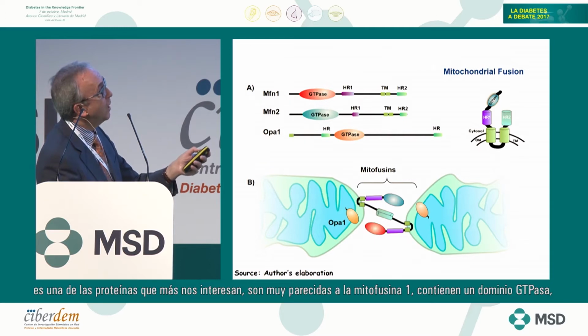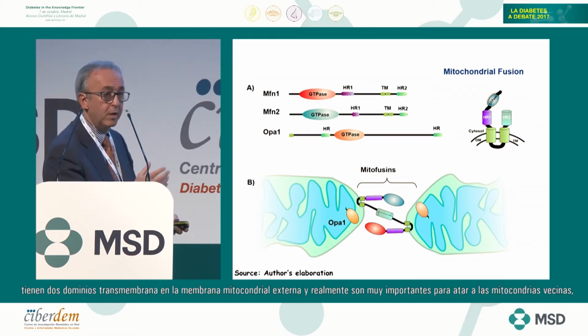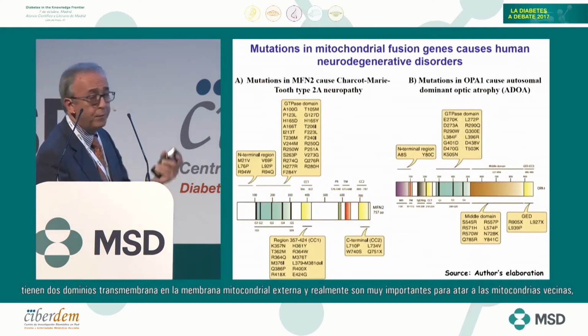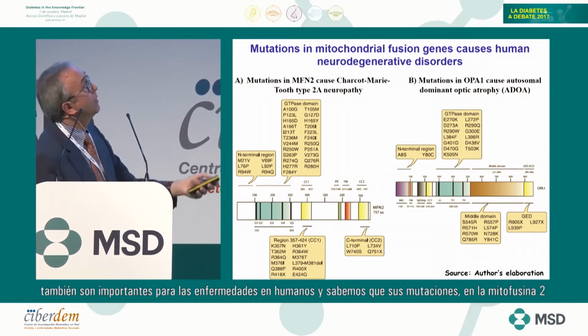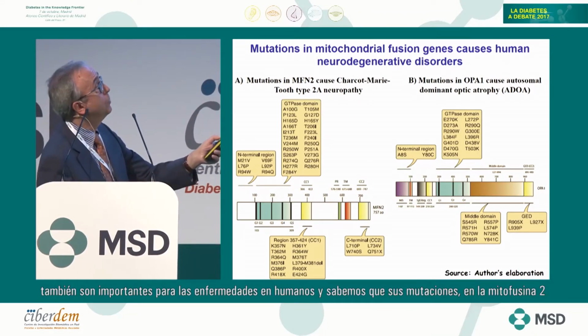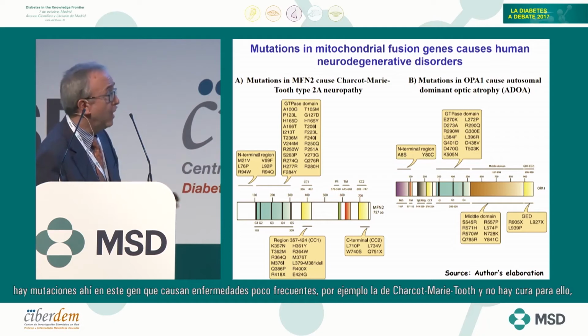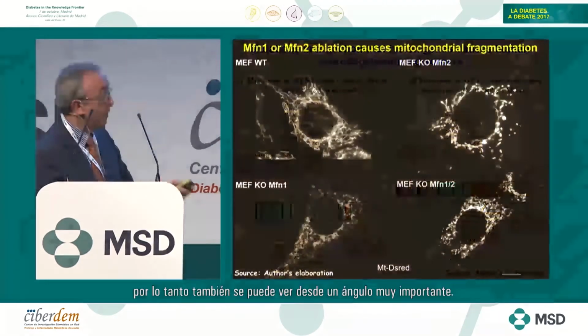They contain a GTPase domain. They have two transmembrane domains at the outer mitochondrial membrane. And as I was telling you, they are really important in tethering neighbor mitochondria. They are also important in human disease. We know that there are mutations in the mitofusin 2 gene that cause a rare disease, Charcot-Marie-Tooth type 2A neuropathy. There is no cure for it, so this has a very important angle.